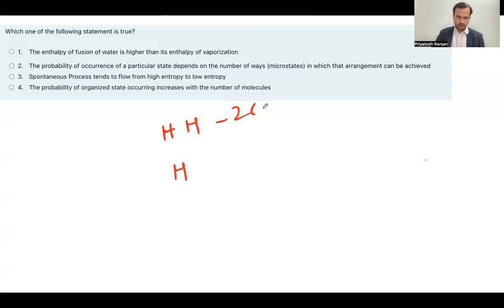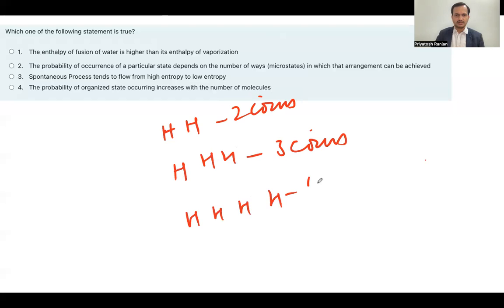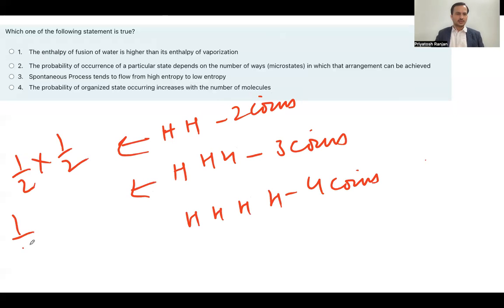So two coins having the organized structure, 3 coins having the organized structure, and let's keep it 4 coins. 1, 2, 3, 4 coins having the organized structure. What is the probability of occurring this one? 1/2 into 1/2. How about this one? 1/2 cubed. And how about this one? 1/2 raised to the power 4.